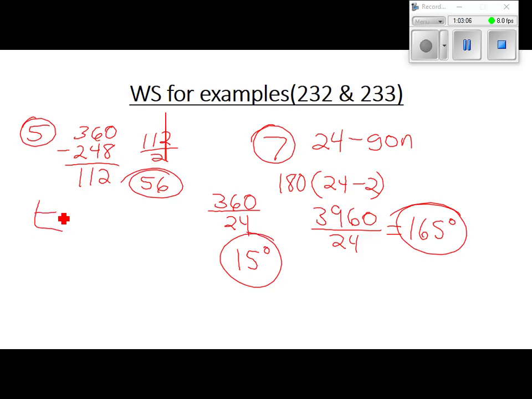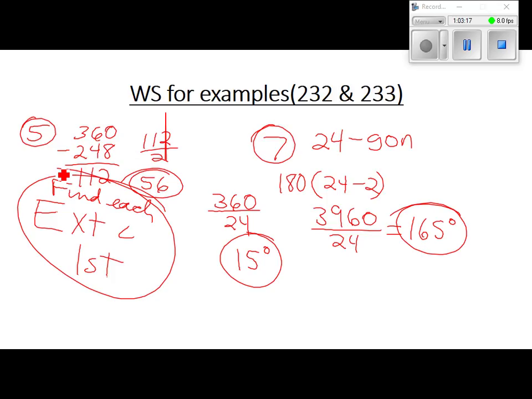So you might want to write down somewhere in your notes, find each exterior angle first, because it's easier. Find each exterior angle first. It's easier to find the exterior angles than to find the interior angles. And then if you find an exterior angle and you know it's regular, all you've got to do to find each interior angle is subtract from 180.